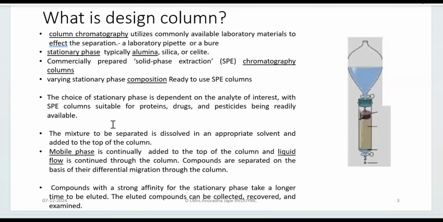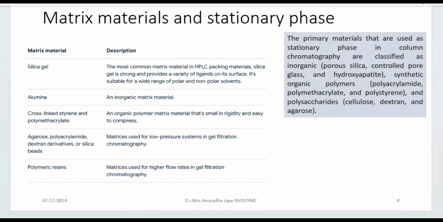So this is the overview for column chromatography that we are talking about. So as I said earlier, you can have different materials which can be used to pack the column. So it can be silica gel, it can be alumina, or it can be synthetic polymers, which are cross-linked styrene, for example. And natural polymers also like dextran, agarose, polyacrylamide, and even silica gel beads are commonly used.